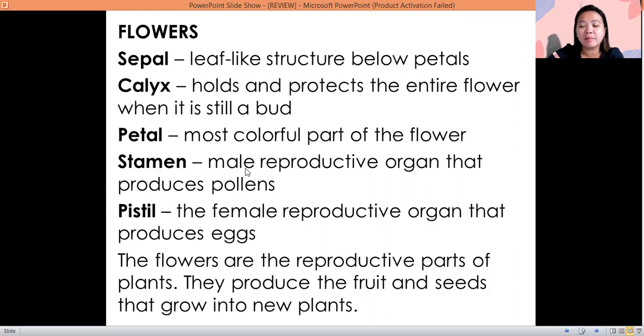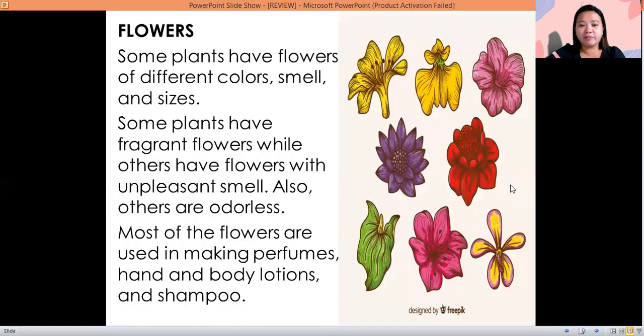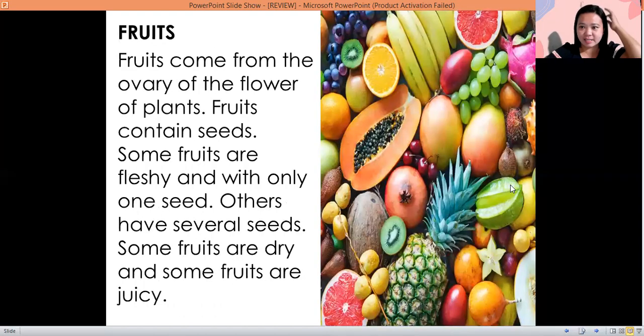The stamen, the male reproductive organ that produces pollen. And we have the pistil. Please remember all of these parts of the flower: sepal, calyx, petal, stamen, and pistil. Again, you are going to identify. For example, petal, is this part of the flower, leaves, or seed? Of course, the answer is flower. Please remember, flowers also have different colors, smell, and sizes.